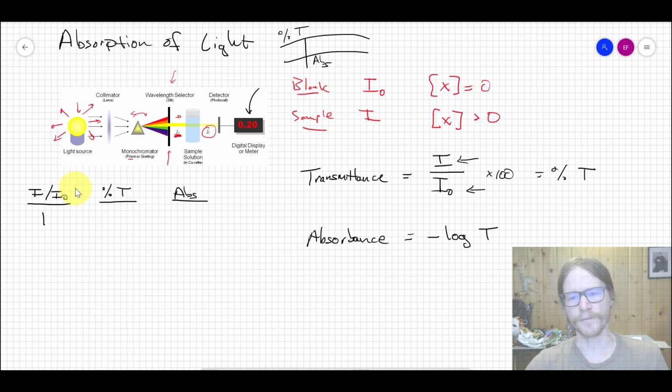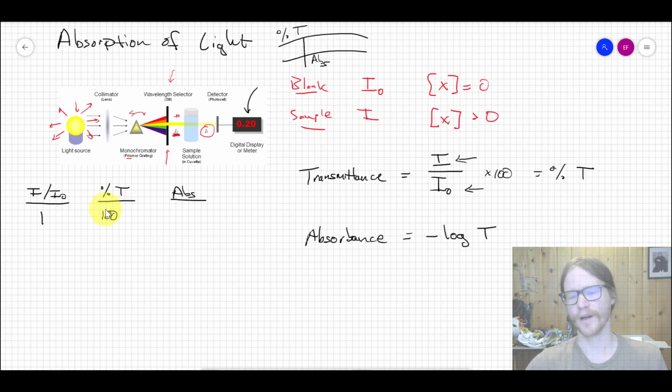So let's think about what these values mean. When you have all of the light passing through, so it's the same as all the light from your blank, meaning I is equal to I naught, then our percent transmittance is 100%. And that makes sense, right? Because it means that whatever light passes through without the analyte is the same as the light with the analyte, meaning the analyte's not absorbing any light in this case, and so we get 100% transmittance. If we take the negative log of 1, we get an absorbance of 0, which should make sense, because if you have 100% transmittance of light, then there's no absorbance by your analyte itself.